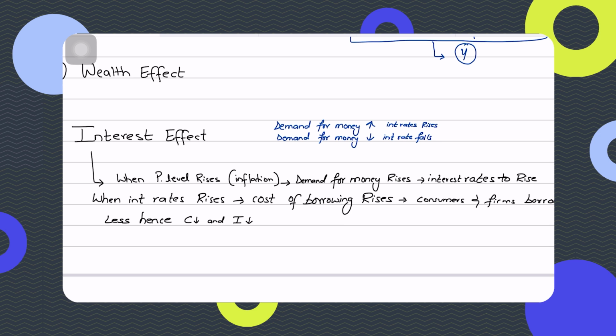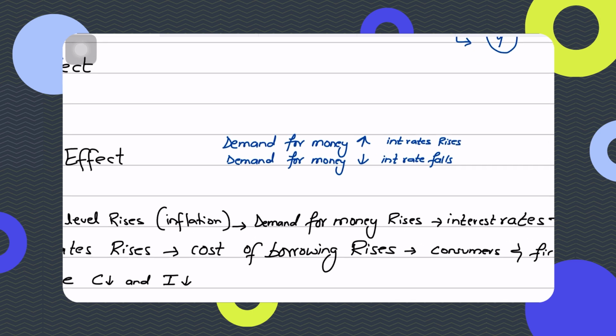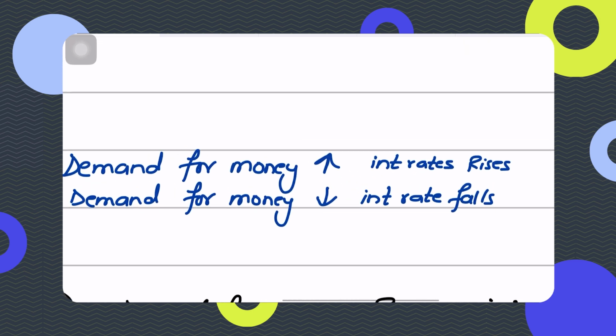So what really happens is that when consumers and firms demand more money because the real value of money is going down, because the same money is buying less basket of goods and services, and also firms need more money to invest because obviously the same money is now worth less because of inflation. So the demand for money goes up, और जब भी money की demand बढ़ेगी, interest rates will rise.